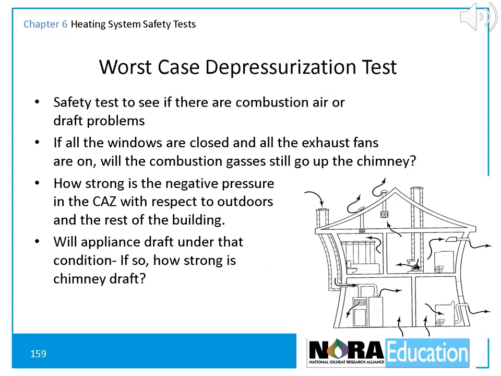The worst case depressurization test is a safety test to see if there are combustion air or draft problems. If all the windows are closed and all the exhaust fans are on, will combustion gases still go up the chimney? That's what we're trying to figure out. The test determines how strong the negative pressure in the combustion air zone is with respect to the outdoors and to the rest of the building. Then it determines if the appliance vent will create negative draft under that condition, and if so, how strong is the chimney draft.